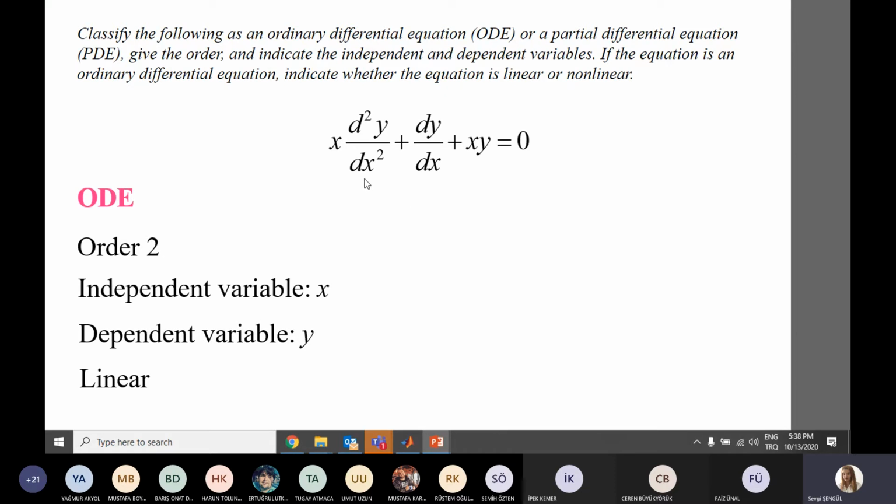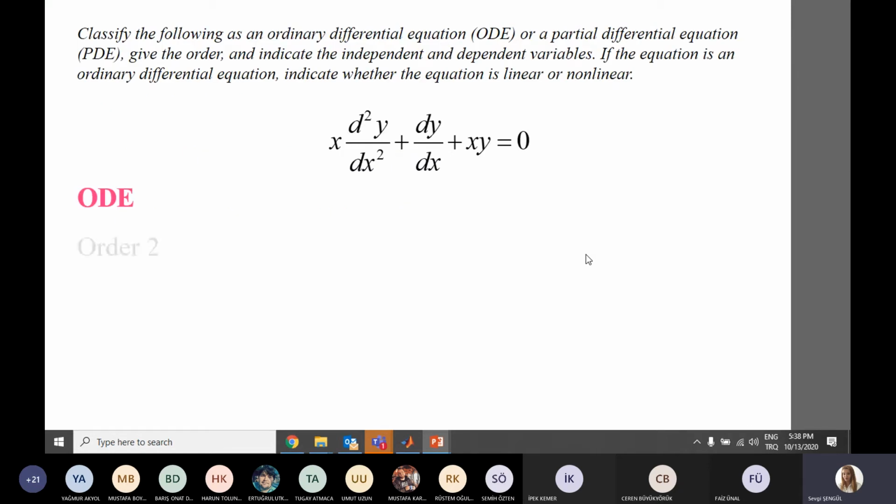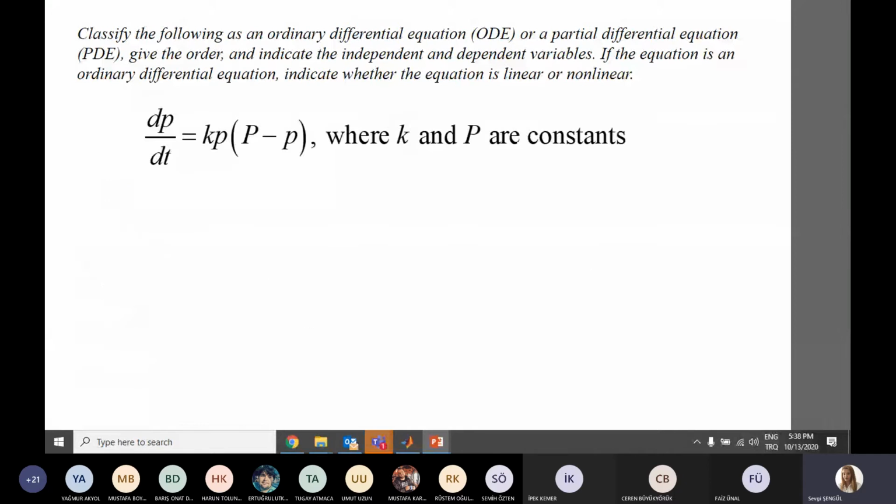As I told you, the independent variable is x, the dependent variable is y, and it is linear. Why is this linear? Look at that. The second order derivative is staying alone, and the coefficient is only depending on x. This one has only 1, and this one is xy. There is nothing wrong in this, so it fits the form. That's why this is a linear ordinary differential equation, second order.